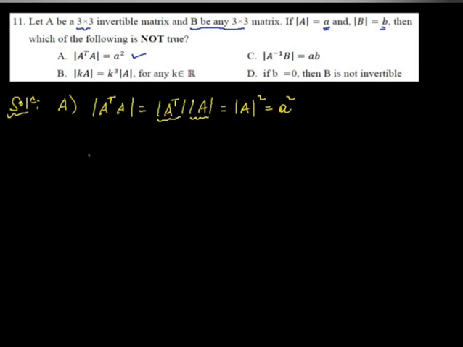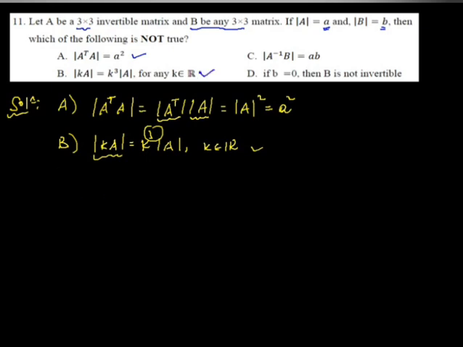Let's check the choice in B. The determinant of a constant K times the matrix A equals K cubed times the determinant of A. This works for any K, an element of the real numbers, because the dimension of A is 3 by 3. Therefore this product becomes K cubed times the determinant of A. This is true, so the choice in B is also true.